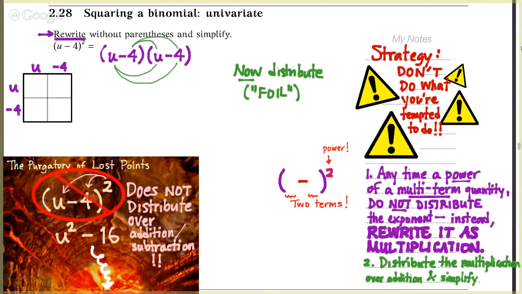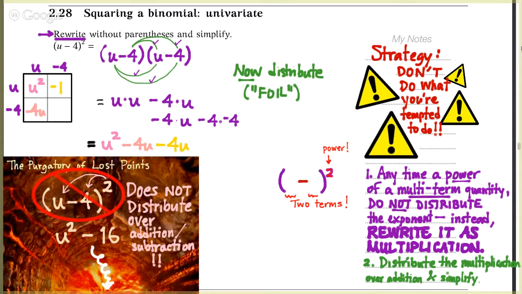So what's that look like? I'm going to multiply the u times u and give me a u squared. I'm going to multiply the minus 4 from the first term by the u from the second term. I'll multiply the u from the first term by the minus 4 from the second term. And I'll multiply the minus 4's from both terms by one another. Again, I should have 4 terms, keeping track of them in my little table. I've got a u squared, I've got a minus 4u, I've got another minus 4u, and then I have a minus 4 times minus 4, which gives me plus 16.